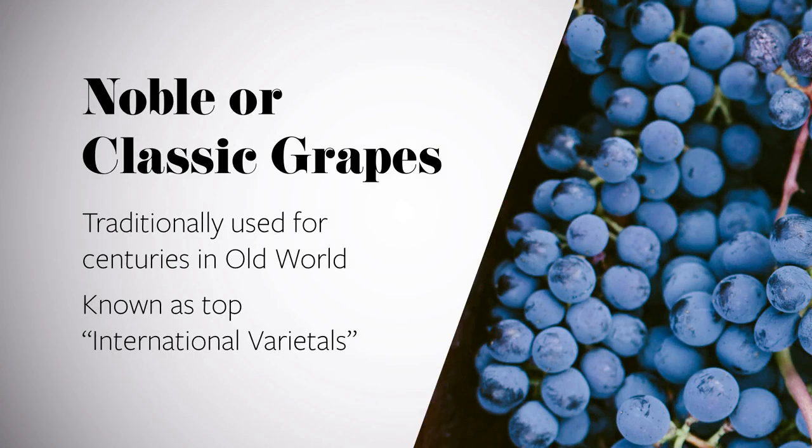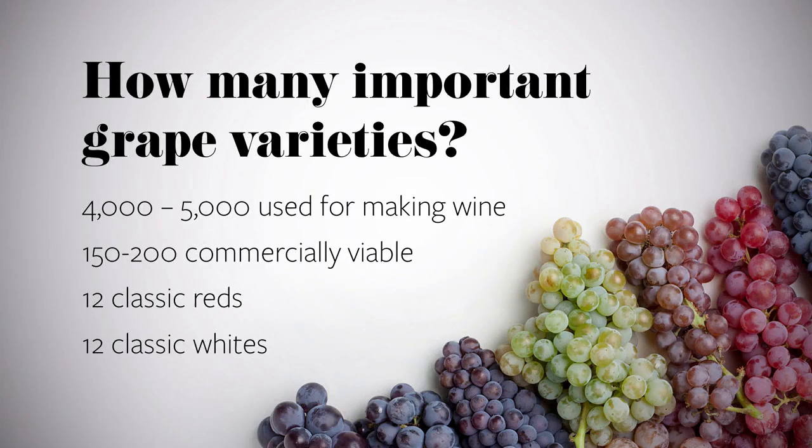So the noble or classic grapes are those traditionally used for centuries in the Old World. They have since been planted around the world, and our knowledge of how to work with them is supported by the historic Old World winemaking tradition that they follow. They have become known as the top, quote-unquote, international varietals. In developing the study list for which wines we should study, I did an exhaustive search of numerous literature sources. Some people say there are just a handful of important reds and whites. Others say, oh no, there's a dozen or so.